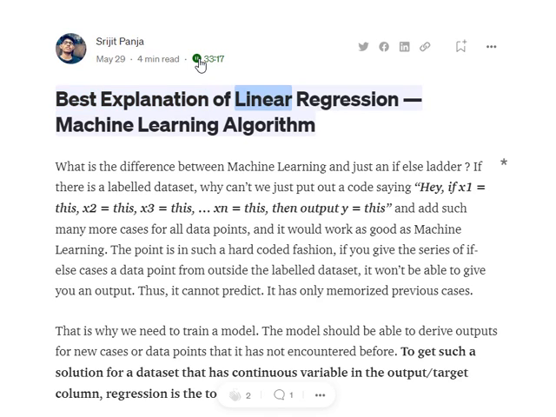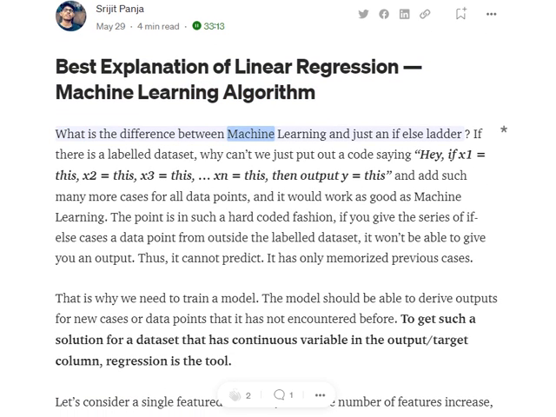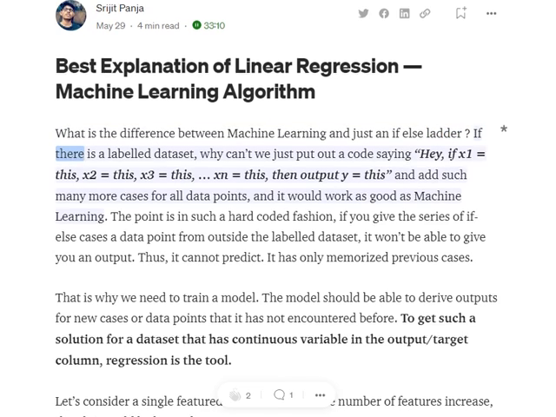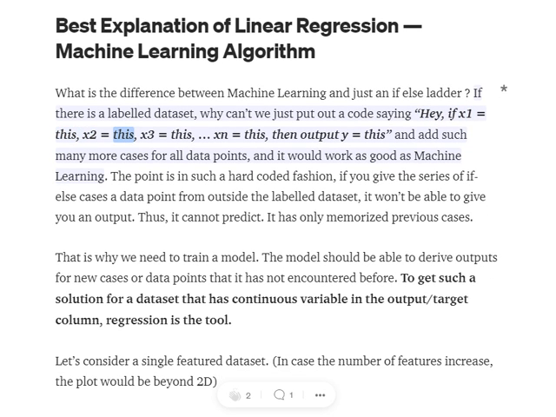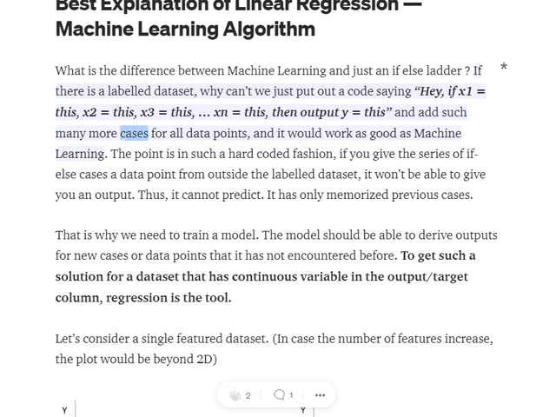Best explanation of linear regression. Machine learning algorithm. What is the difference between machine learning and just an if-else ladder? If there is a labeled dataset, why can't we just write code saying, hey, if x1 equals this, x2 equals this, x3 equals this, xn equals this, then output y equals this, and add so many more cases for all data points, and it would work as well as machine learning.